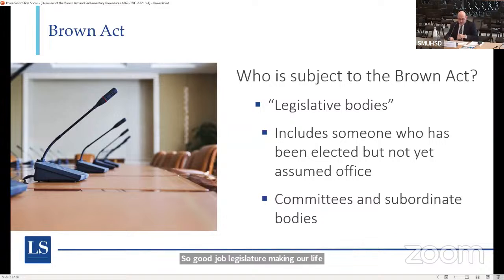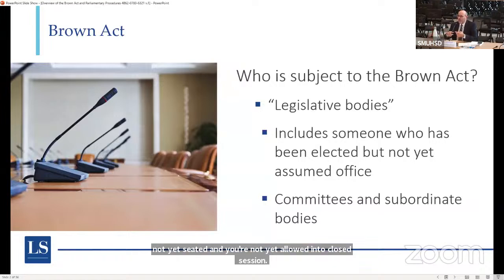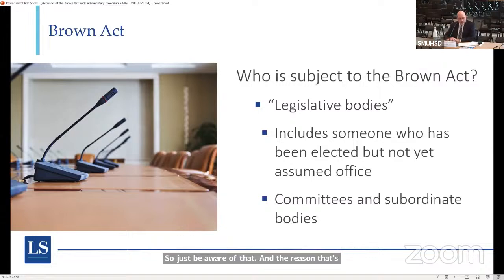So this applies to legislative bodies. Legislative bodies is not necessarily just the obvious school boards, city councils, board of supervisors. It also extends to newly elected members of those bodies. And I always want to mention that because it always takes somebody by surprise that as soon as you're elected, which probably means that your election result is certified, you are bound by the restrictions of the Brown Act, even though you're not yet counted as part of the board and you're not yet seated and you're not yet allowed into closed session. So just be aware of that. And the reason that's important will come up later. I promise I'll get to that.